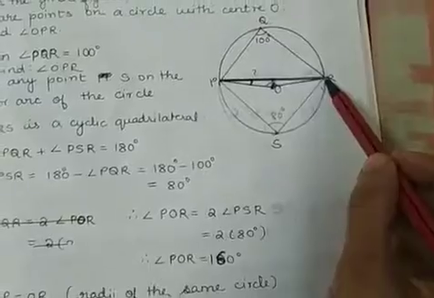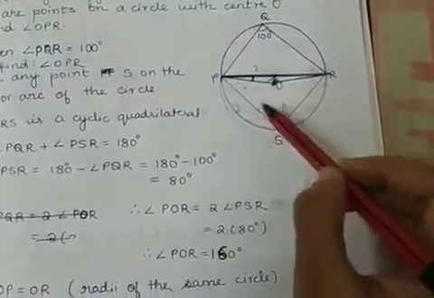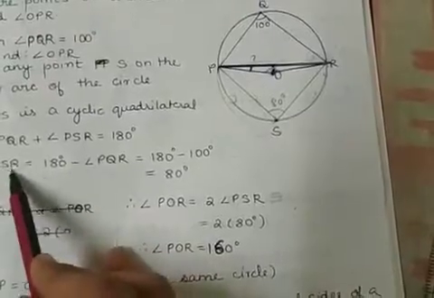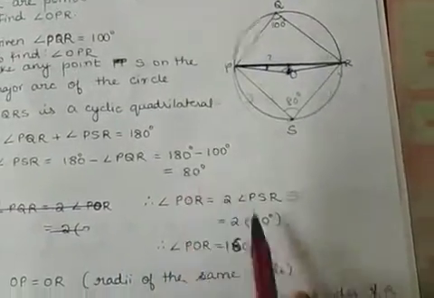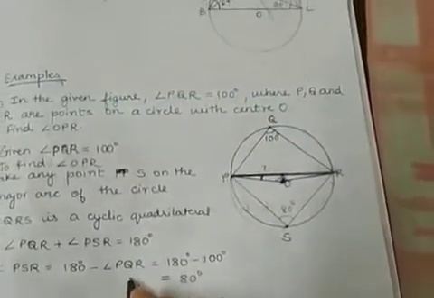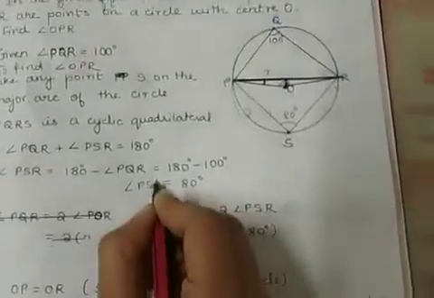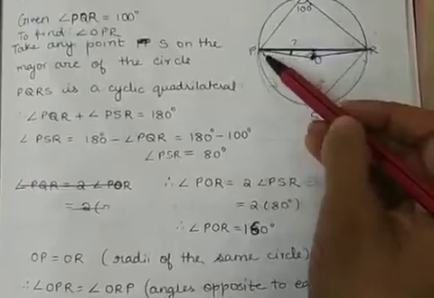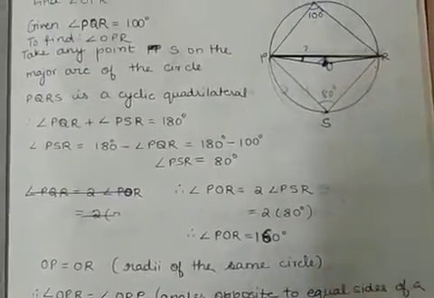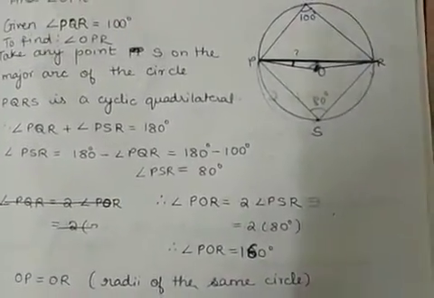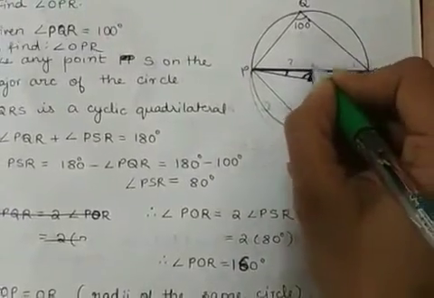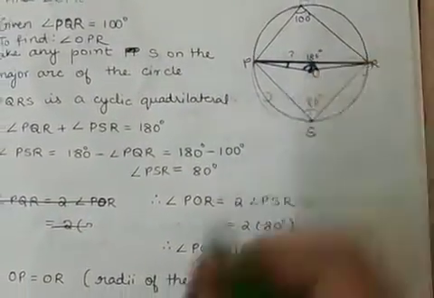This is from the theorem. POR is 2 times angle PSR. So this is 2 times angle PSR. I found it to be equal to 80 degrees. So this is 160 degrees. So angle POR is equal to 160 degrees. So I got this angle, and this, what is this angle? This angle is 180 degrees.